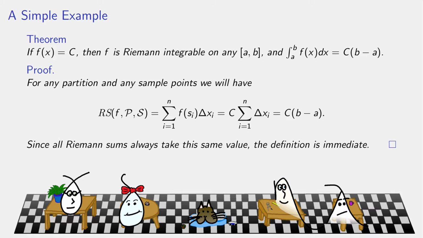Which means that if this is our choice of L, then it doesn't actually matter what the norm of the partition is. The distance from the Riemann sum for any choice of sampling points to that number L is 0, which is less than epsilon. So for any epsilon and any delta, you're always going to get the distance from your Riemann sum to this L to be less than epsilon. So the definition just falls right out.